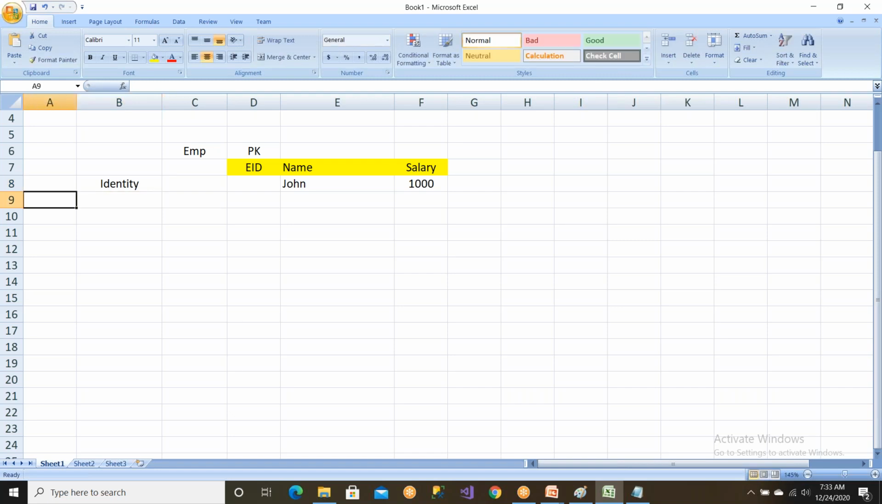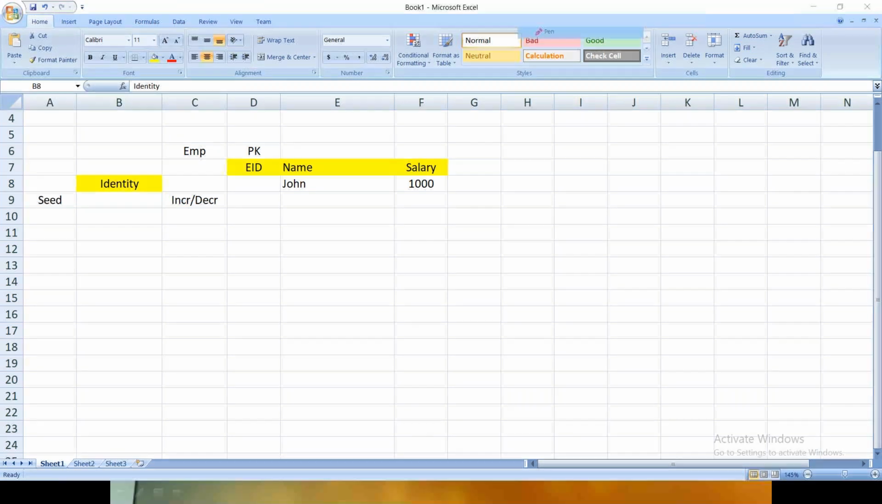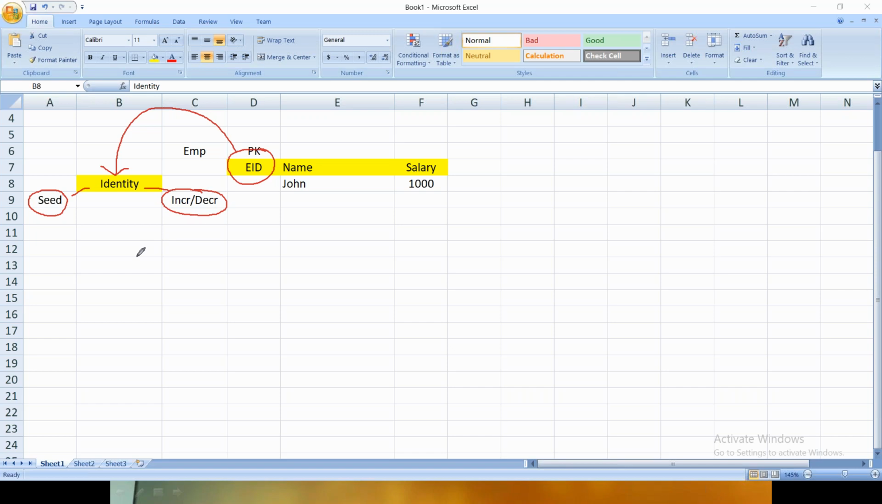So identity will have two things: one is called seed, and the second is called increment or decrement. Remember this. We are going to create an identity column on this, so we are making employee ID an identity. Identity has two properties to set: seed and increment. Seed means a starting number.